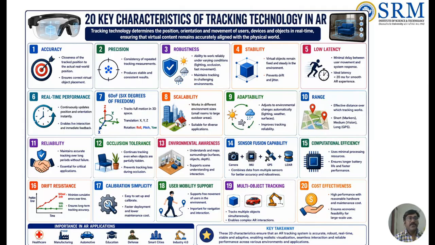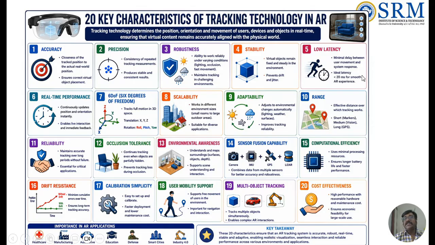Accuracy: the closeness of the tracked position to the actual real-world position, ensuring correct virtual object placement. Precision: the consistency of repeated tracking measurements, producing stable and consistent results. Robustness: the ability to work reliably under varying conditions like lighting, occlusion, and fast movement, maintaining tracking in challenging environments. Stability: the virtual object remains fixed and steady in the environment, preventing drift and jitter.